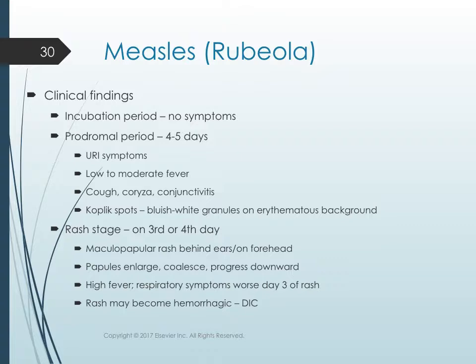There's a prodromal period of URI symptoms, low to moderate fever, and then what we notice, the 3 C's: cough, coryza, and conjunctivitis. And then the classic diagnostic finding is the Koplik spots, which are bluish-white granules on an erythematous base on the buccal mucosa.